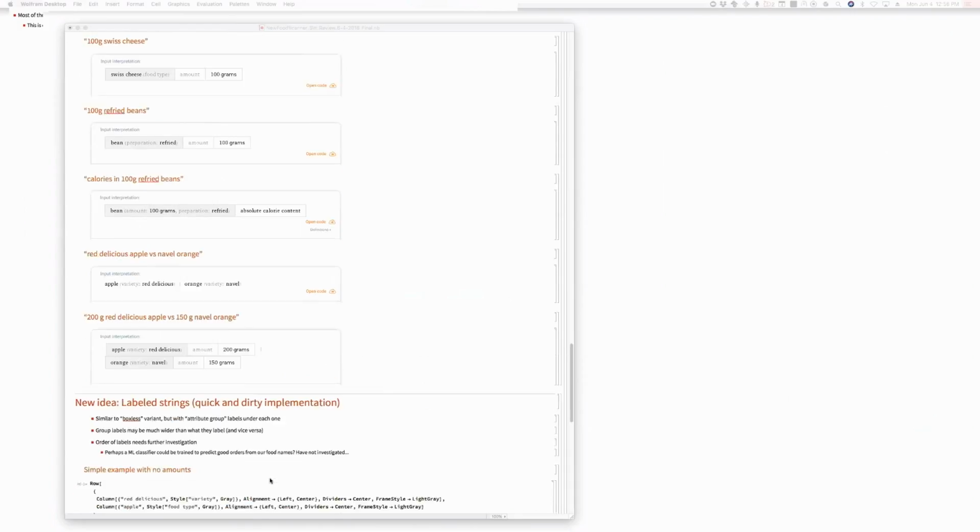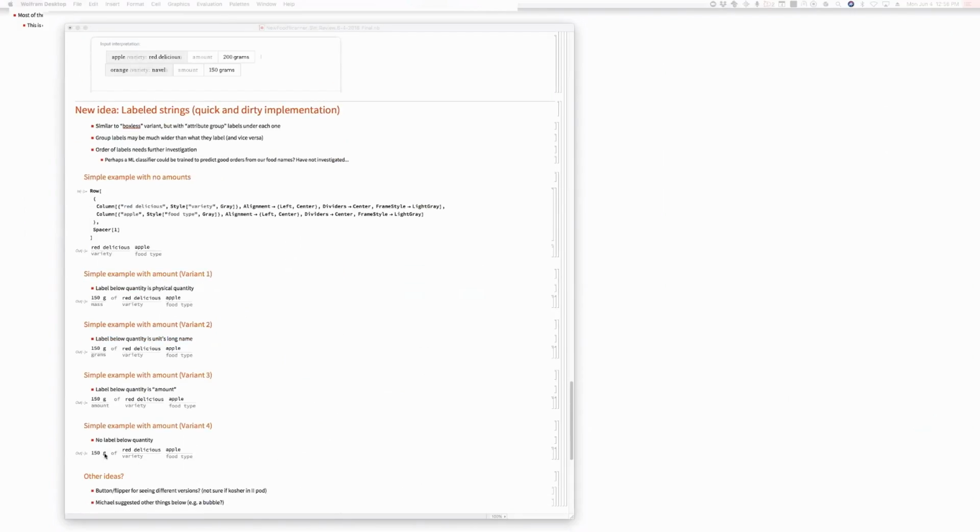How would you add a property down here? Would this be boxed and then you'd add the property outside it? Possibly. I was thinking that maybe it could be on the left and then there wouldn't be any need for any boxes at all. And you could say calories in 150 grams of a delicious apple.